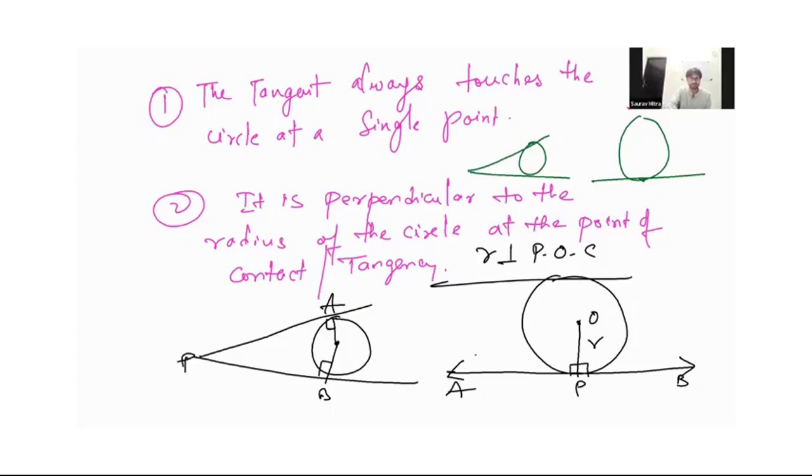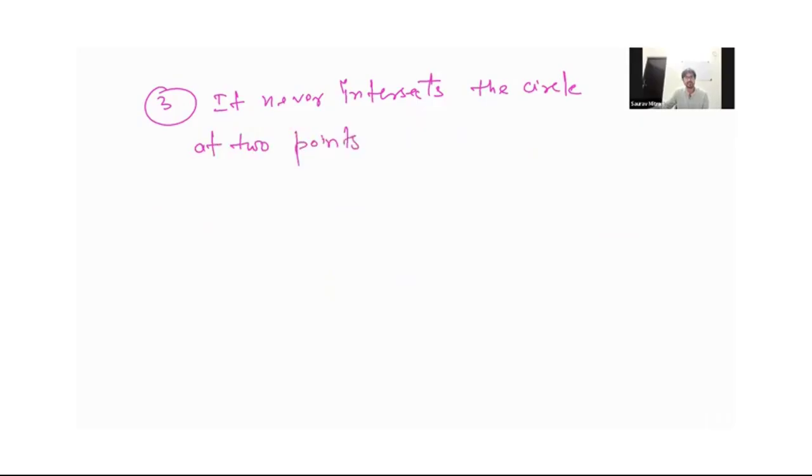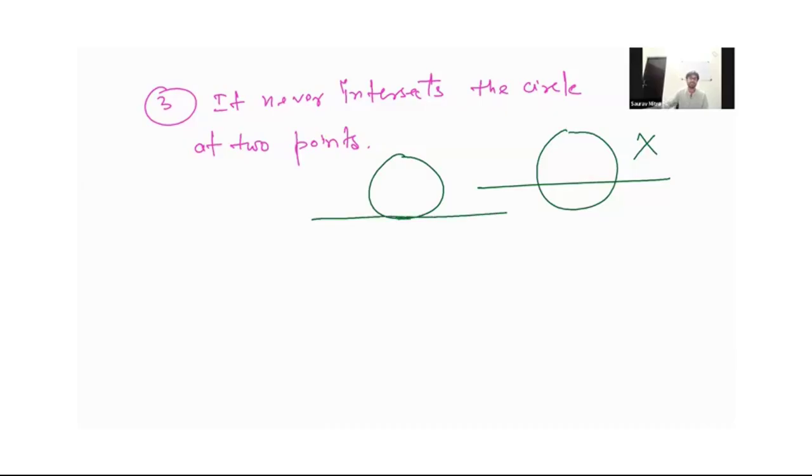The next point is that a tangent never intersects the circle at 2 points. That means it is not allowed like this. This is not permissible. It is always just touching the circle at a single point. So touching is allowed, but intersecting the circle is not allowed.